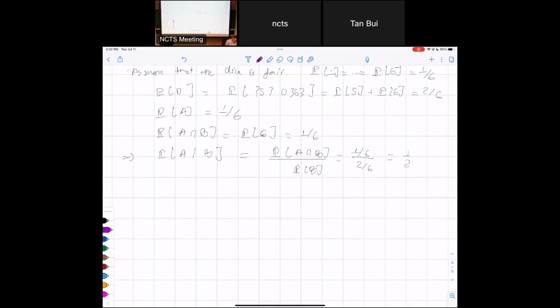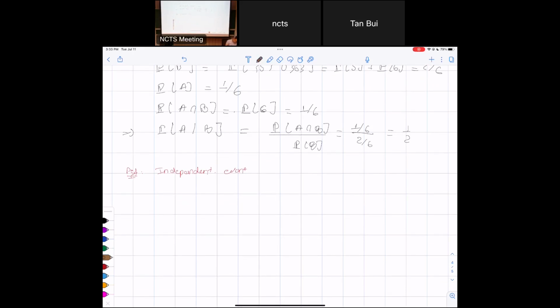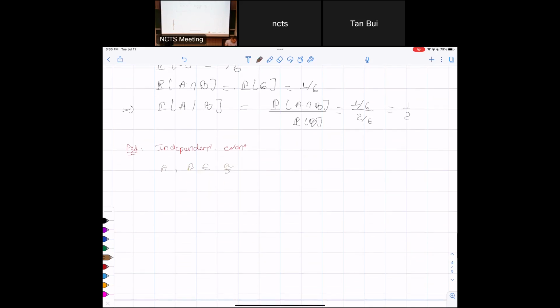Okay. So we talk about IID samples a lot. So it's important to talk about independent events. This is the first time we talk about independent events. So A and B, two sets in the sigma algebra, are called independent.